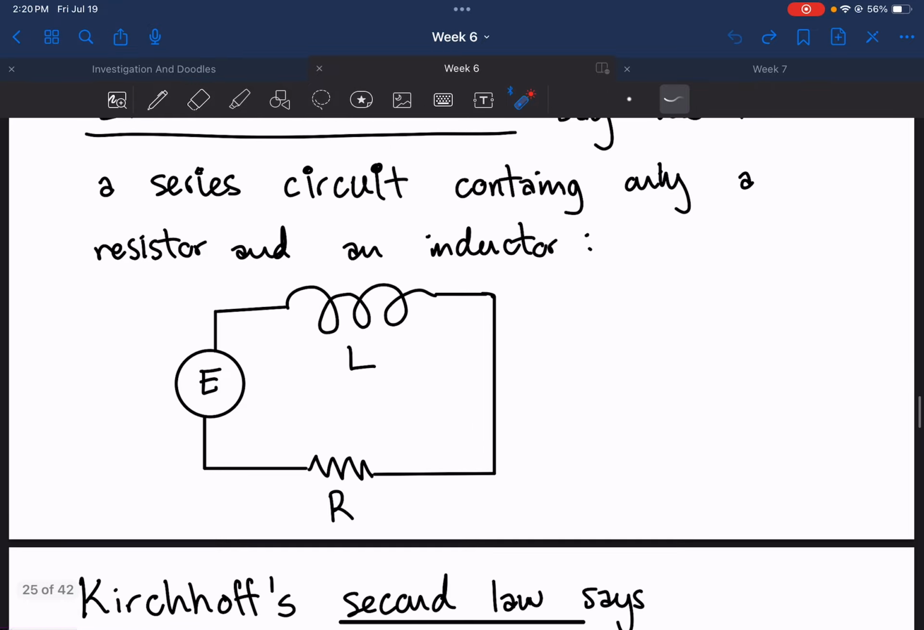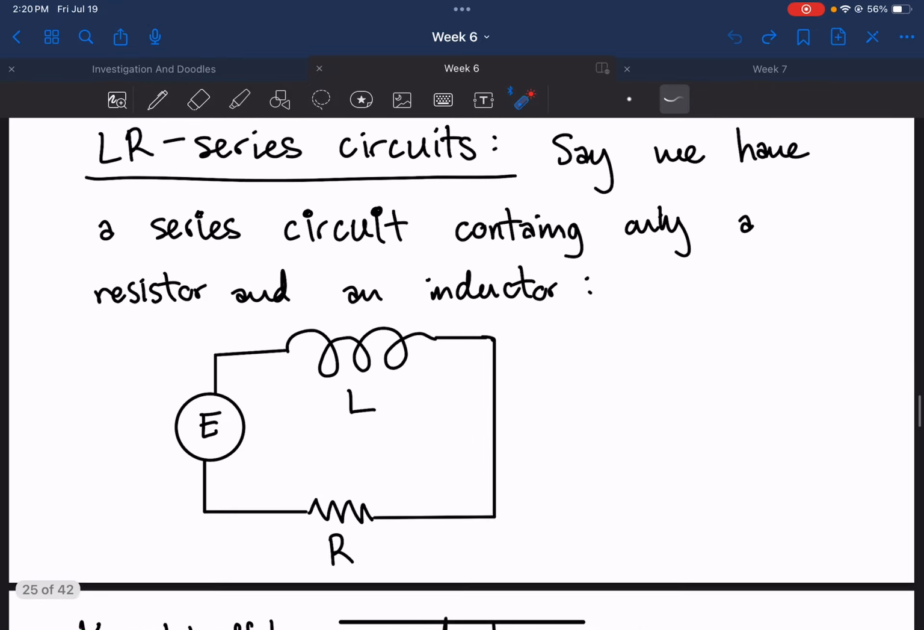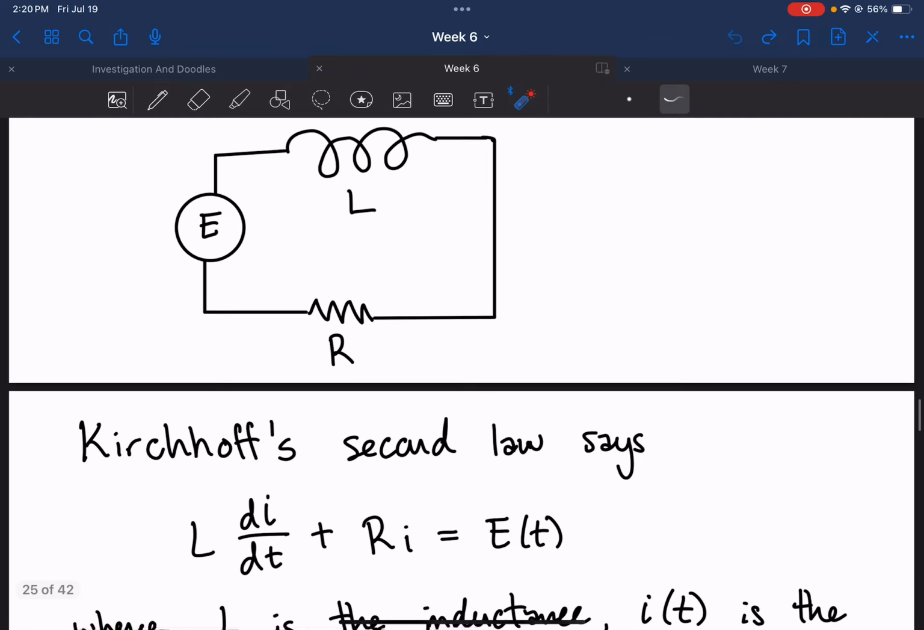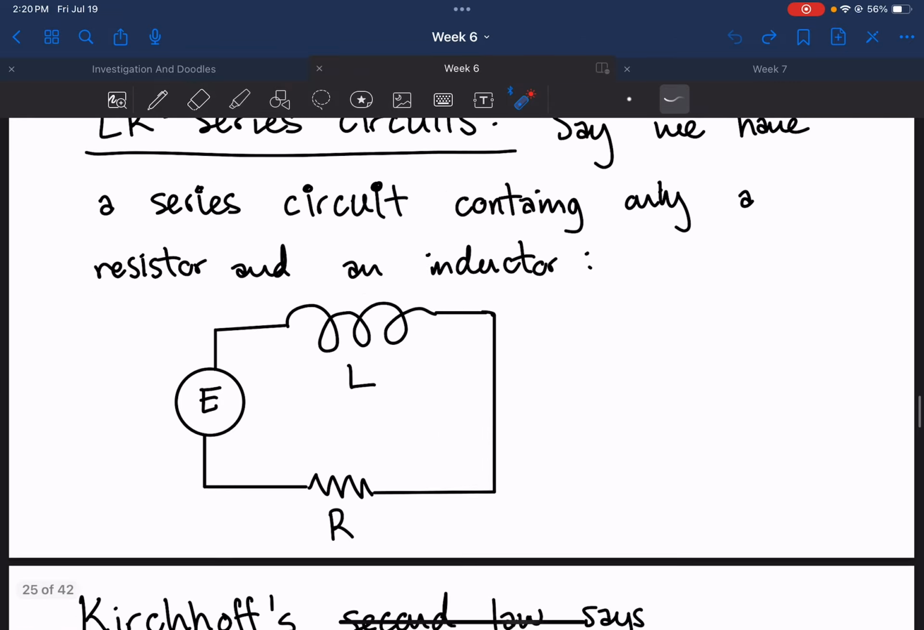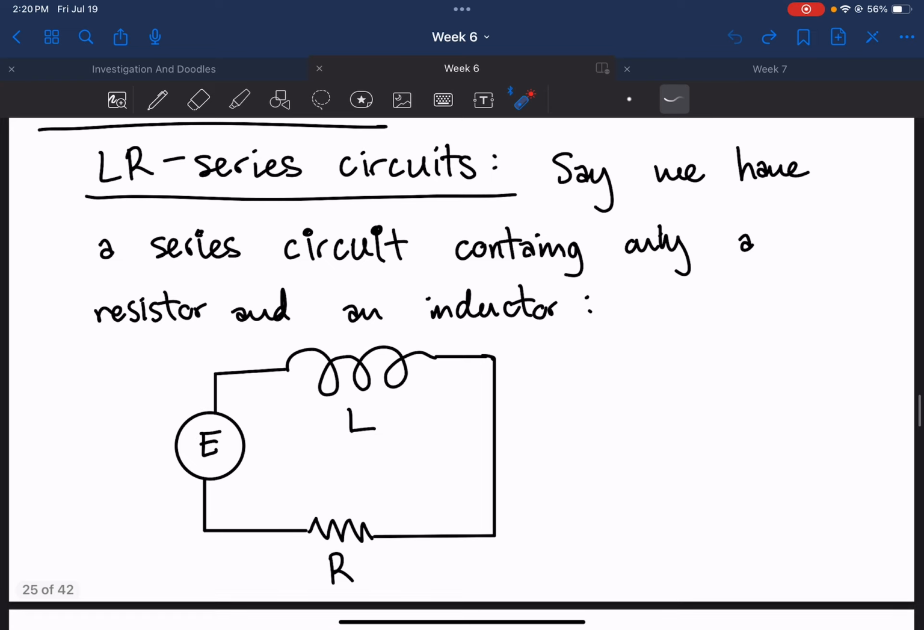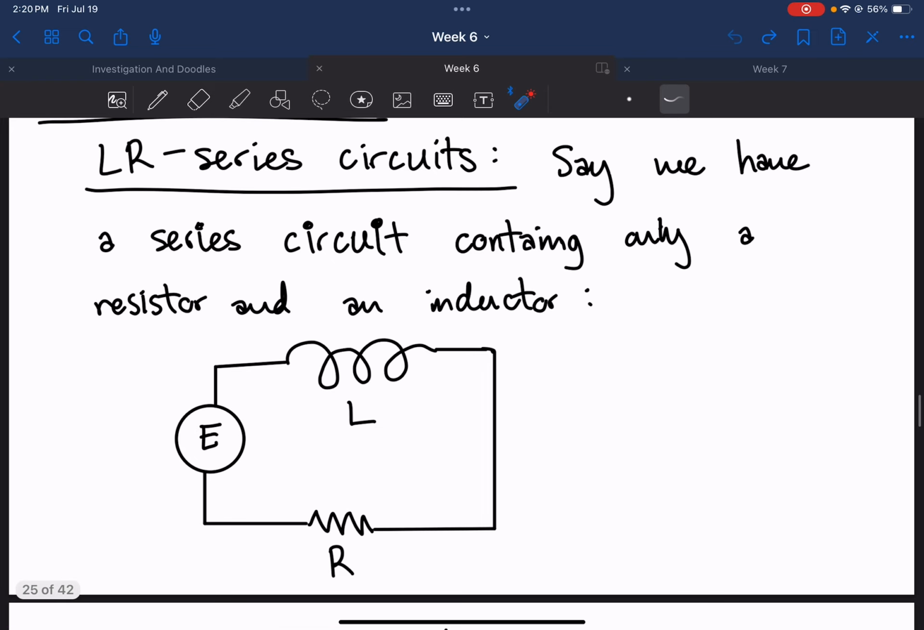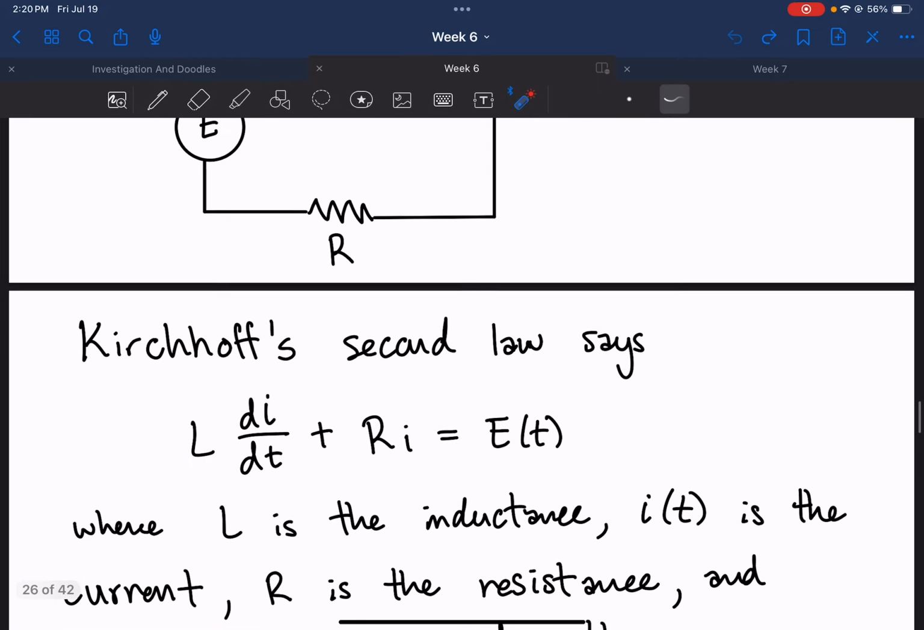All right, so this is the basic setup for an LR series circuit. And Kirchhoff's second law, so you're going to be talking about the current, right? I is going to be the current. I think it's the current in the wire, they say. The other thing is the charge across the capacitor that comes in later.